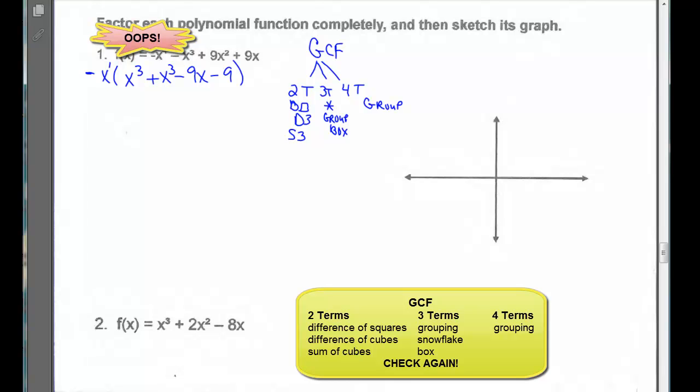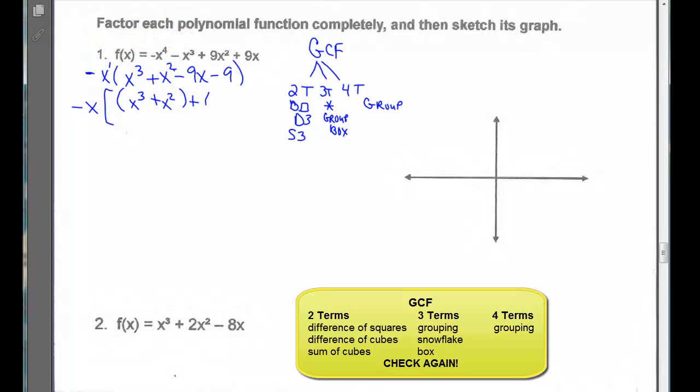So I have to ask myself, is it 2 terms? No. Is it 3 terms? No. But it is 4 terms, so I will factor by grouping. Negative x is still a factor, so I'm going to leave it out front. Let's factor the first 2 terms together, x cubed plus x squared.